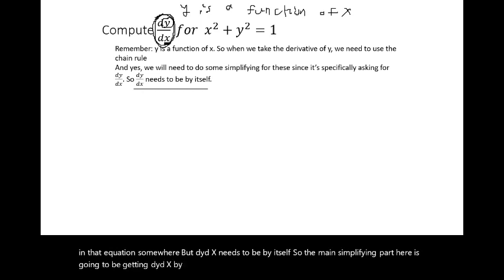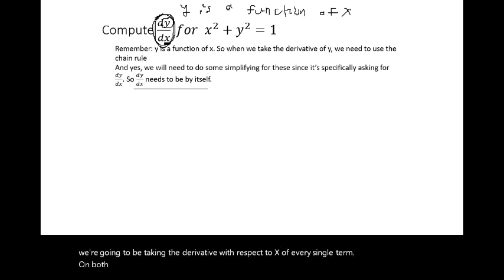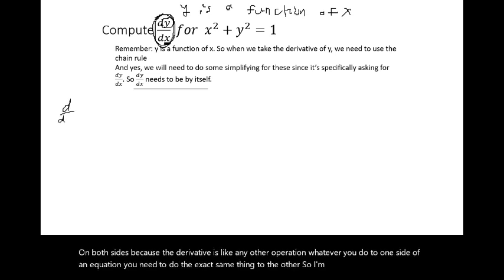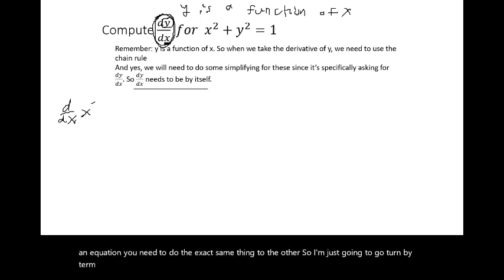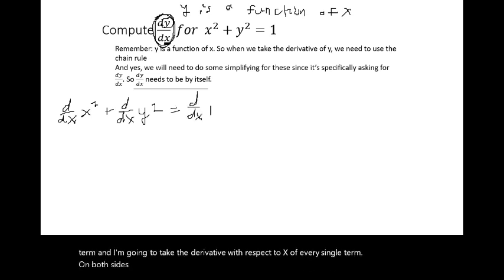But let's first take the equation of the unit circle as is, and we are going to be taking the derivative with respect to x of every single term on both sides, because a derivative is like any other operation. Whatever you do to one side of an equation, you need to do the exact same thing to the other. So I'm just going to go term by term, and I'm going to take the derivative with respect to x of every single term on both sides of this equation.